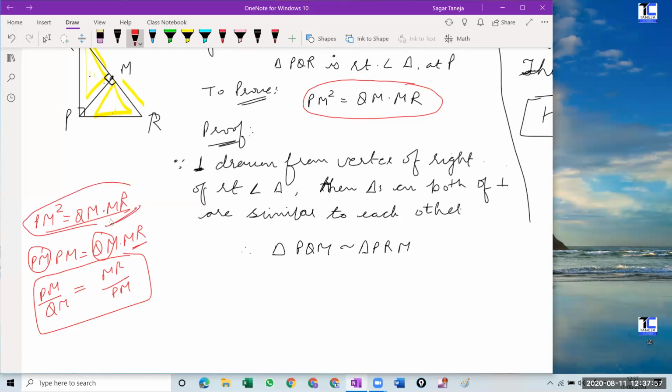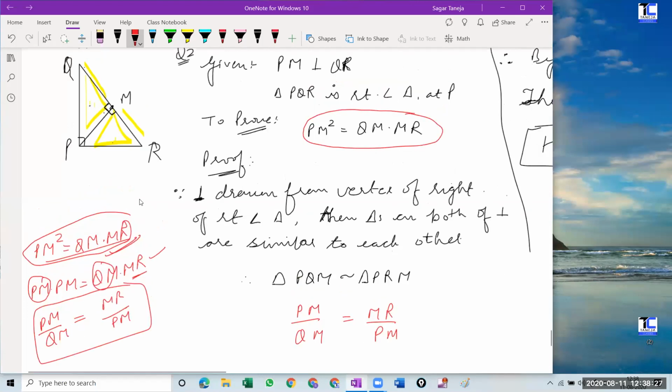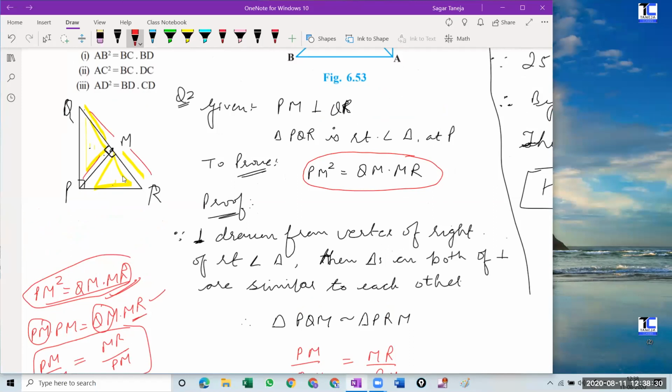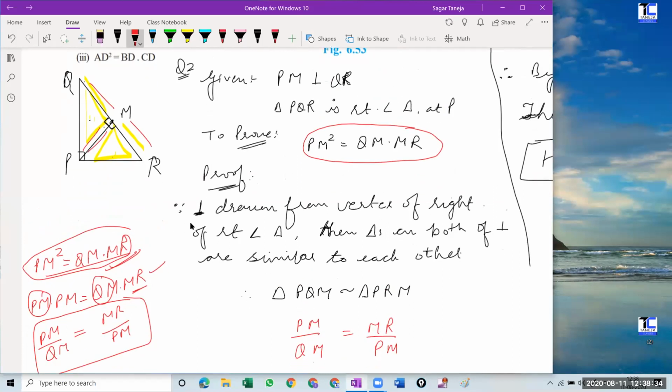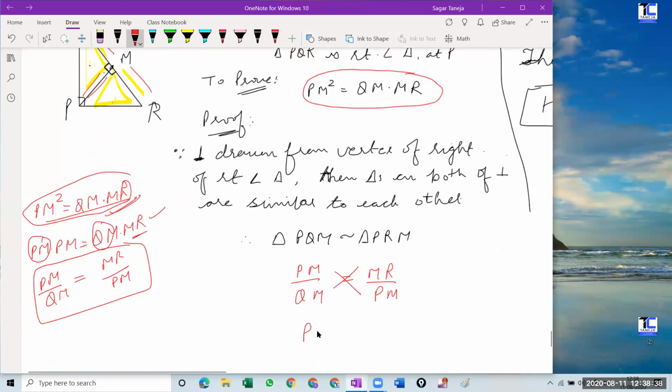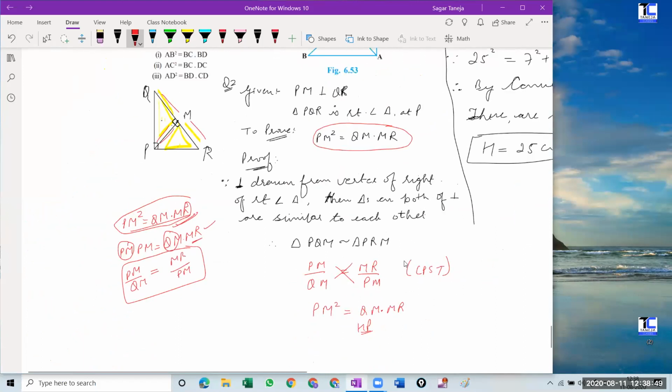Okay, you have to break the proving part in this way, then you can write the fraction form, and from the fraction form you will know that this only we have to prove. You can write here PM upon QM is equal to MR upon PM, and these will be the parts of these triangles only. PM, PM, QM, and MR and PM. These are the only parts of these two triangles. So by cross multiply, we can say that PM square is equal to QM into MR, hence proved. And this by CBSE you can write here. Note it down.